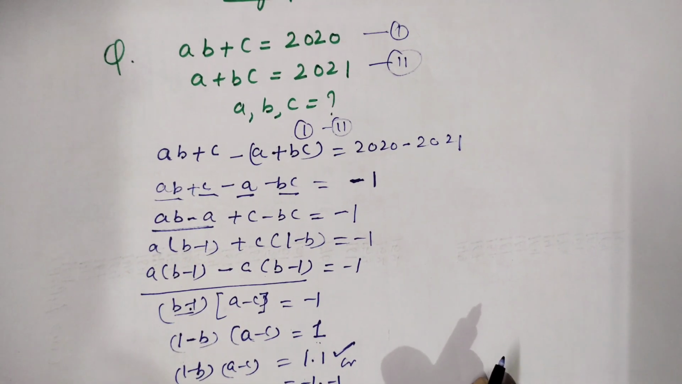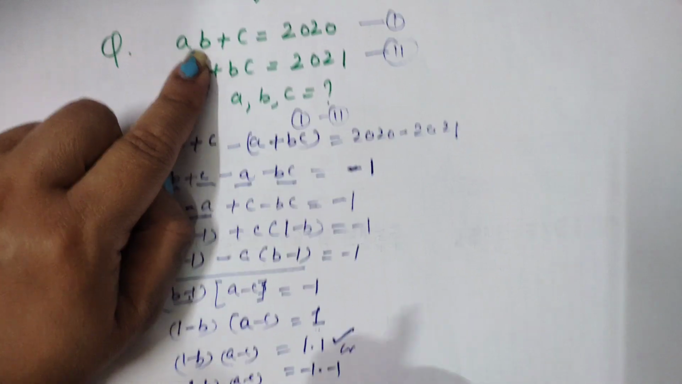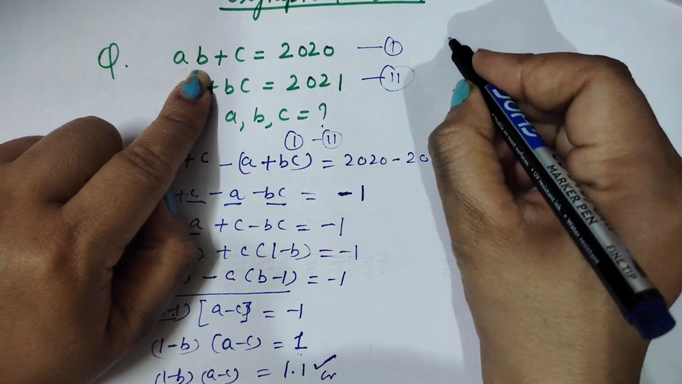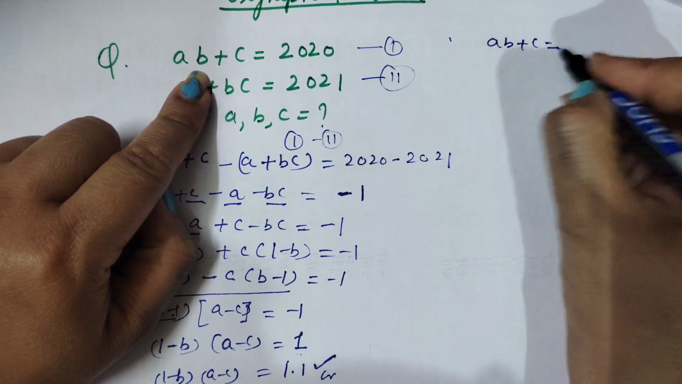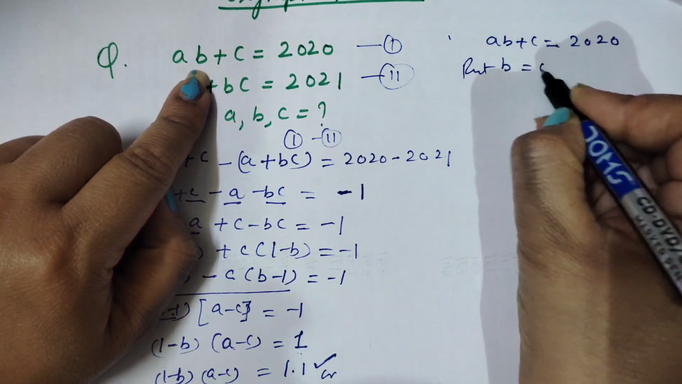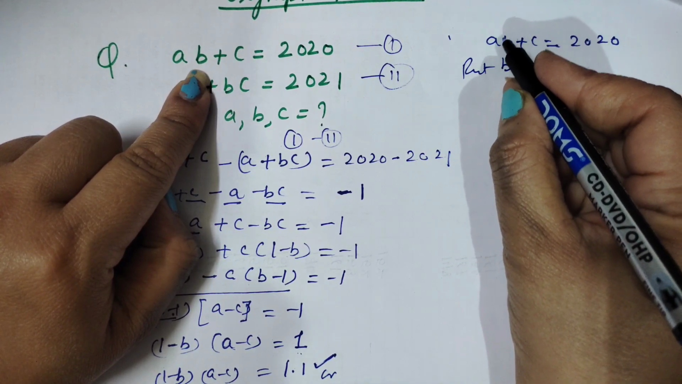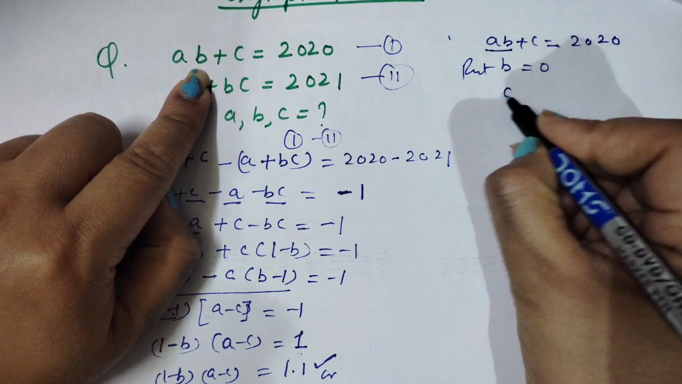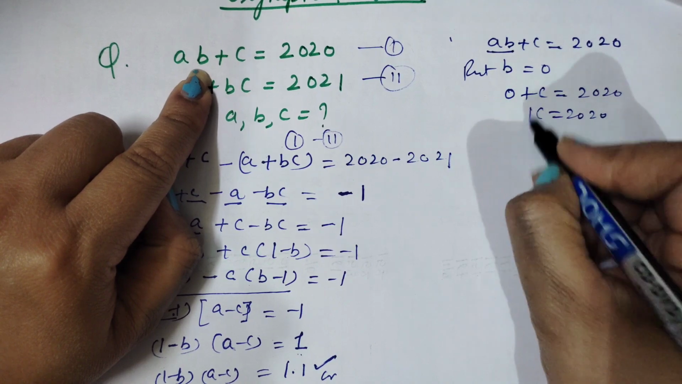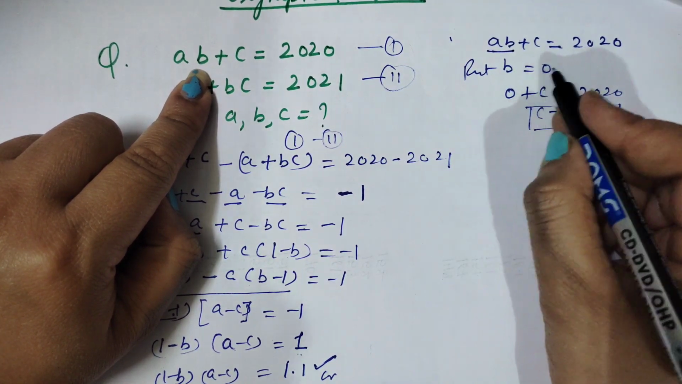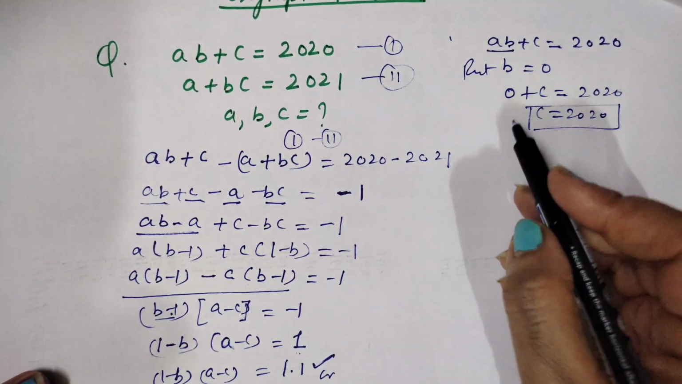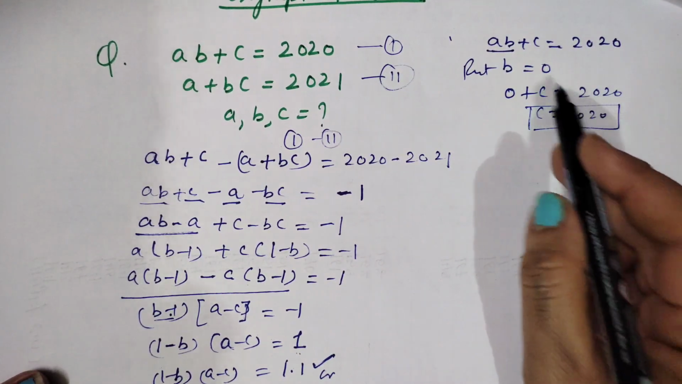Now remember the initial equations are these equations. So can we put B equals 0 in these two equations? We will write the equation again here. If you put B equals 0, this portion is 0, so 0 plus C equals 2020. So your C value is easily available: C equals 2020. Now we have B equals 0 and C equals 2020, we'll get both the values.